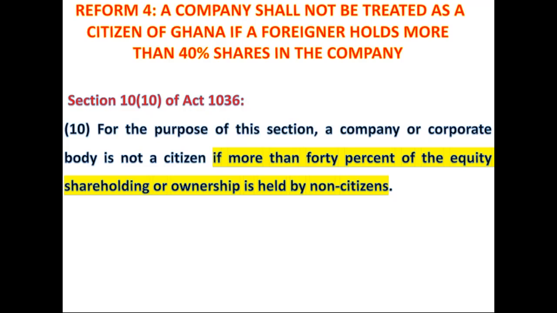In other words, if you're a foreigner and you come and form a body corporate in Ghana, and you, the foreigner, you have more than 40% shares, it can be 41, 42, 40.5. So long as a foreigner has more than 40% of the equity shareholding, the company will be treated as a foreign company. And therefore, once it's a foreign company, the restrictions placed will kick in. In other words, you cannot acquire a leasehold beyond 50 years. That is the answer and the reform given by the Land Act of 2020, Act 1036.